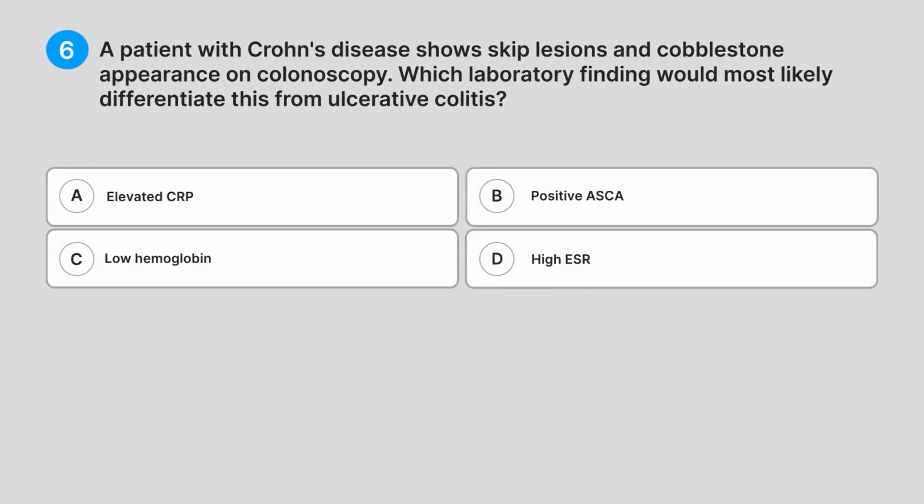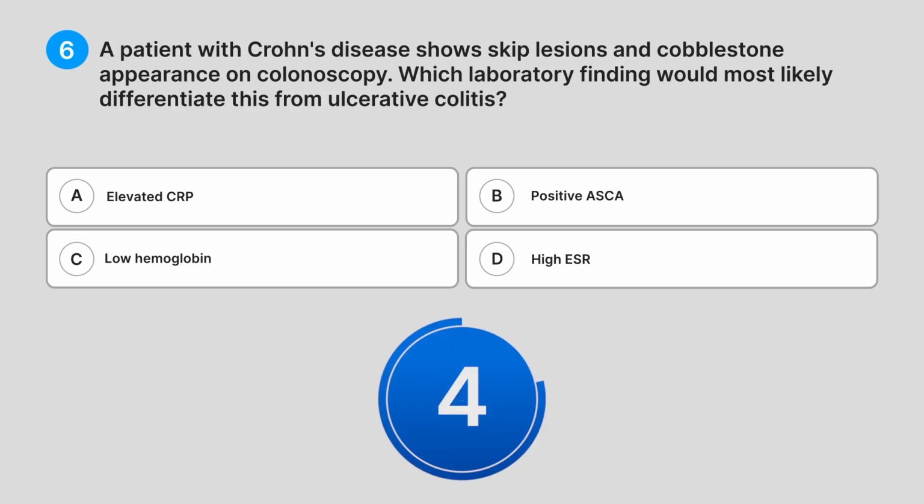6. A patient with Crohn's disease shows skip lesions and cobblestone appearance on colonoscopy. Which laboratory finding would most likely differentiate this from ulcerative colitis? A. Elevated CRP. B. Positive ASCA. C. Low hemoglobin. D. High ESR.